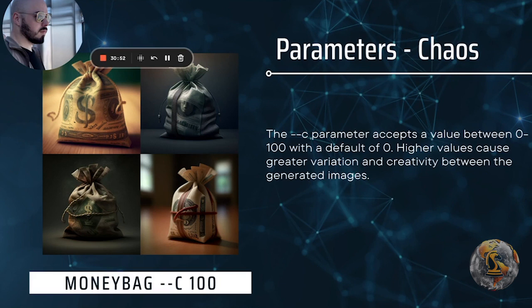Now let's talk about chaos. We all like chaos from time to time. The --c parameter accepts a value between 0 to 100 with a default of 0. Higher values cause greater variation and creativity between the generated images. So you can see using the chaos parameter --c. So that's how you use the chaos parameter 100. It created this for us.